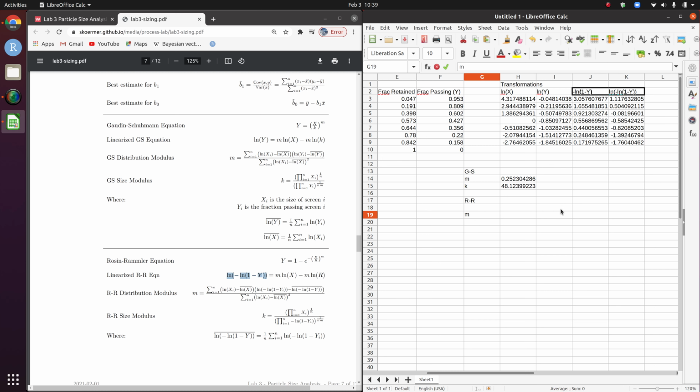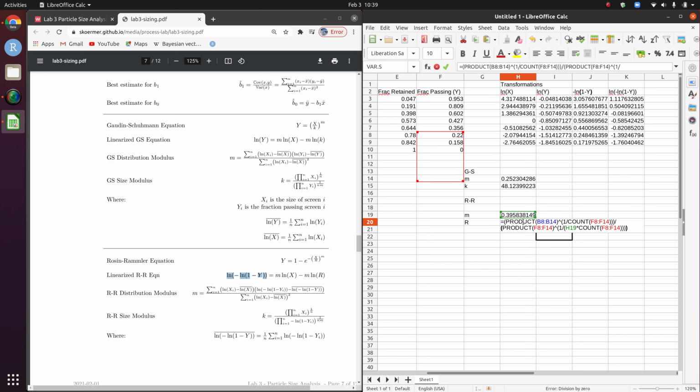So here we need m and r. For m, what we could actually do is we could just copy these equations down here, and then we're going to need to change where they're referencing. So remember, we have the same transformation of x, but we have this other transformation of y. And that gives us the right answer.